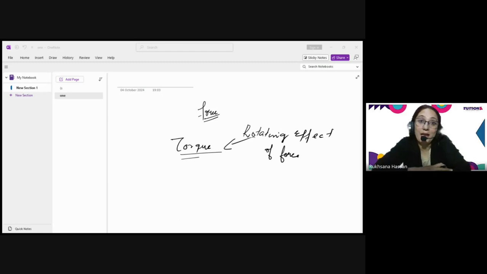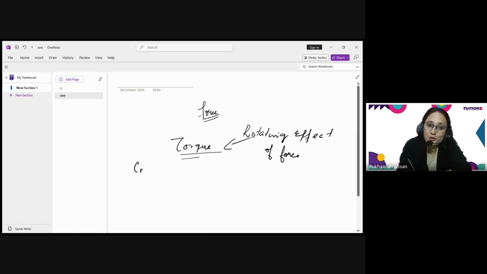What is center of gravity? Center of mass and center of gravity. These are the two terms. You have learned these two terms because you have learned forces and laws of motion. Center of mass and center of gravity.